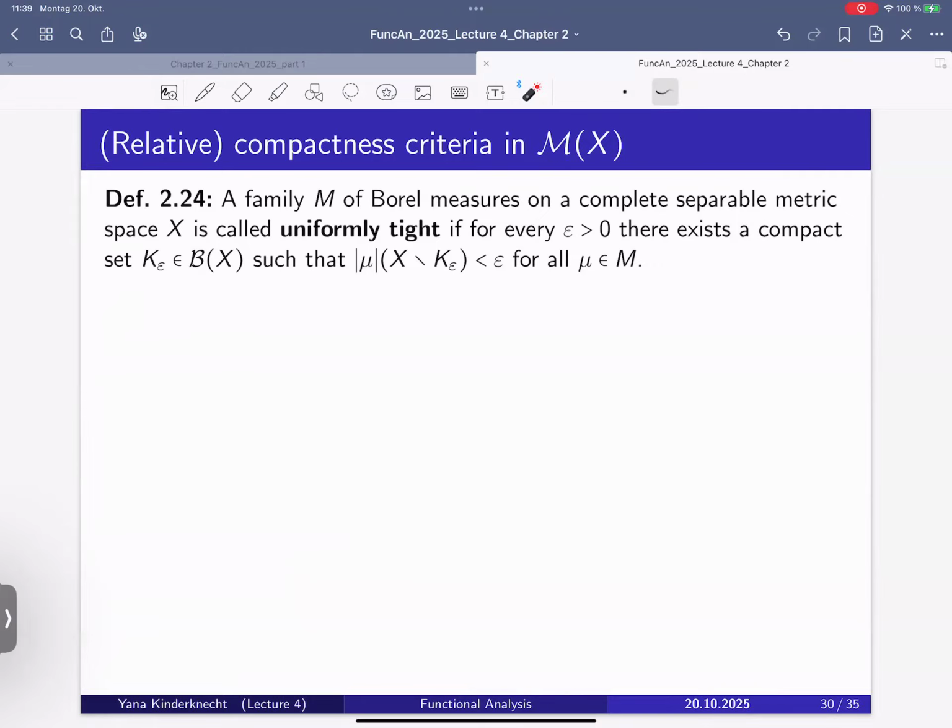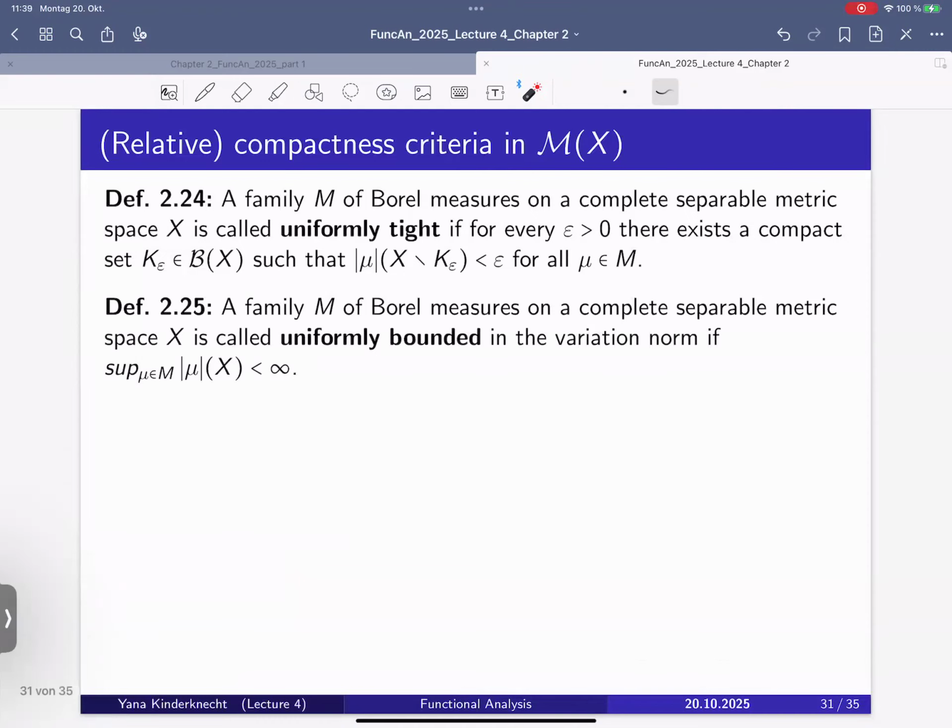Okay, so tightness. And one more thing which we need. A family M of Borel measures on a complete separable metric space is called uniformly bounded in the variation norm if the following is true. Again, we use this total variation. So this is the norm of mu. Instead of equicontinuity, we have this uniform boundedness. The supremum over mu of the total variation norm of mu is bounded. Okay, so these are two definitions, and now the criteria.